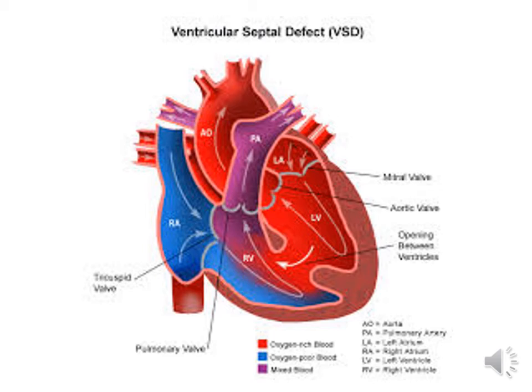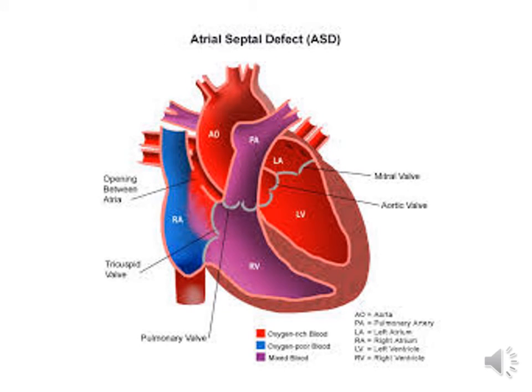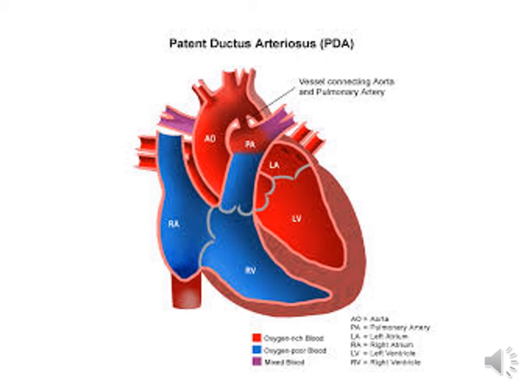In a ventricular septal defect, there are defects between the right and left ventricle, so the blood can go from oxygenated to deoxygenated blood, and that leads to cyanotic heart disease. The atrial septal defect has a defect between the right and left atrium. The patent ductus arteriosus is a connection between the pulmonary artery and the aorta that stays open after delivery.